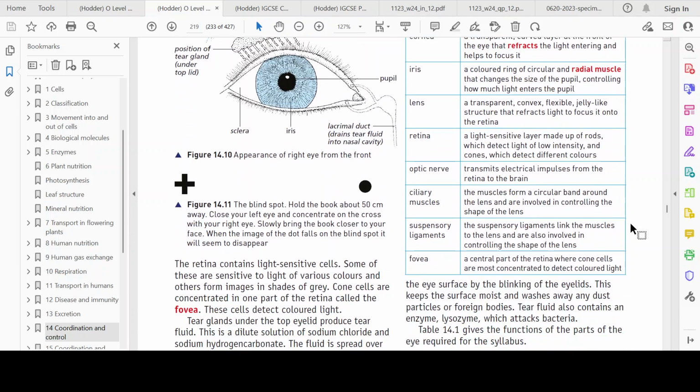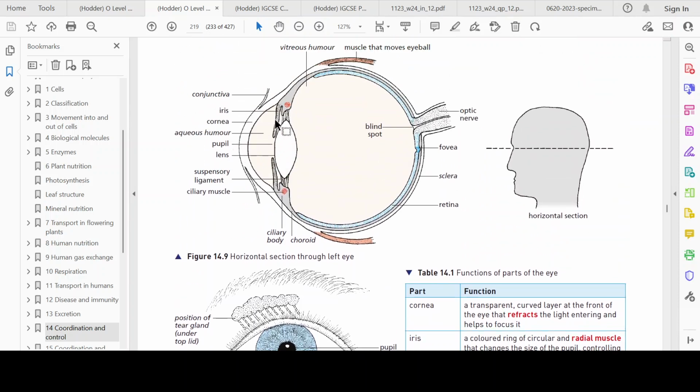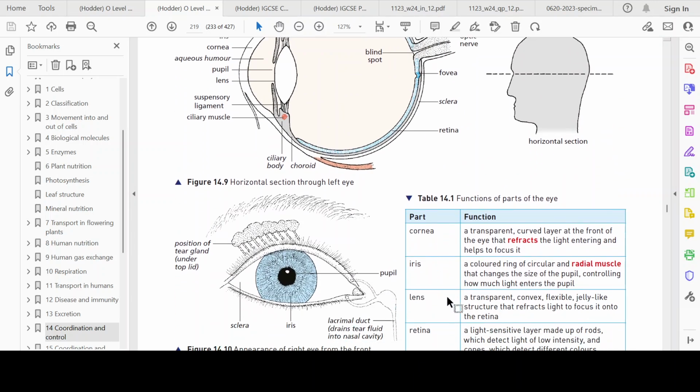When there's low light, the pupils dilate, so the pupil becomes wider to allow maximum light to enter. We'll take a look at that. The iris is this part over here, sort of gray, right in front of the lens. Then you've got the lens itself. It is a transparent, convex, flexible, jelly-like structure that refracts light to focus it onto the retina.